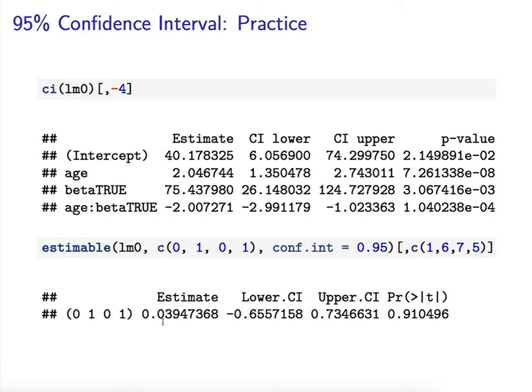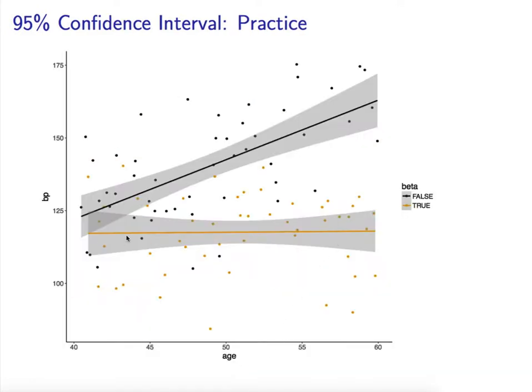And we get our estimate is 0.04 with a confidence interval of negative 0.66 to 0.73. This estimate's very close to 0. The confidence interval contains 0 in it, and our p-value is fairly high. So all of those things together confirm and are related to each other, but they're all telling us that the slope of this line here is not statistically different from 0.